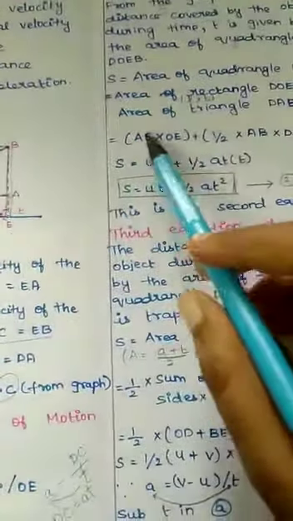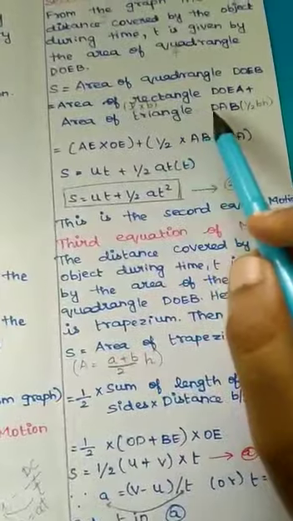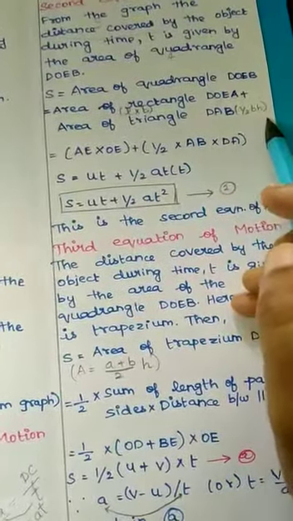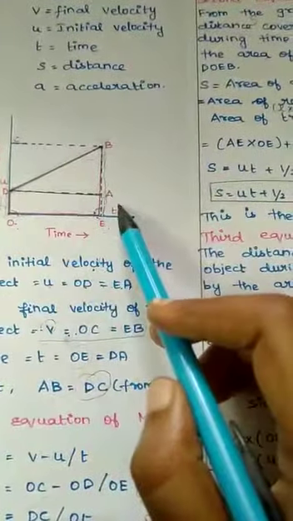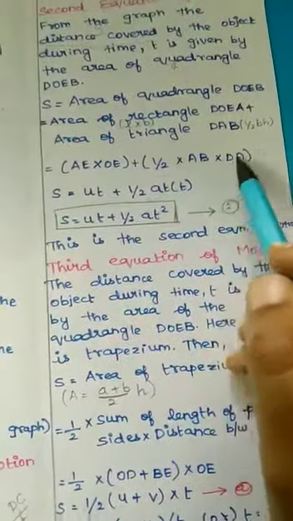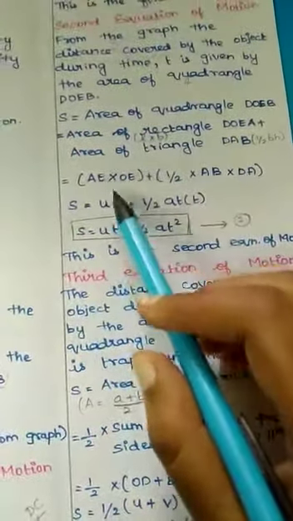That is what we have written here. Area of triangle is what? Half into base into height. So half will come as it is. Your base will be DA and height will be AB. So AB into DA. Substitute the values.